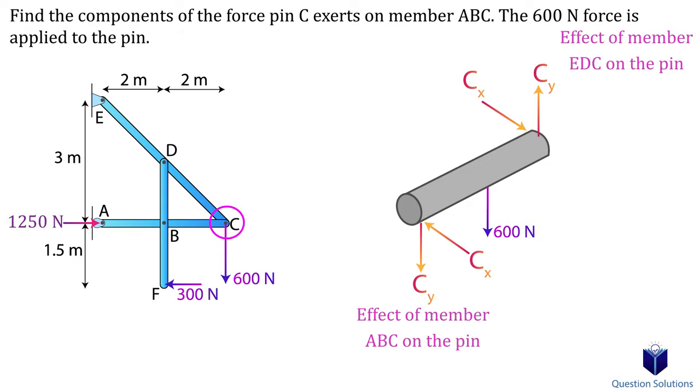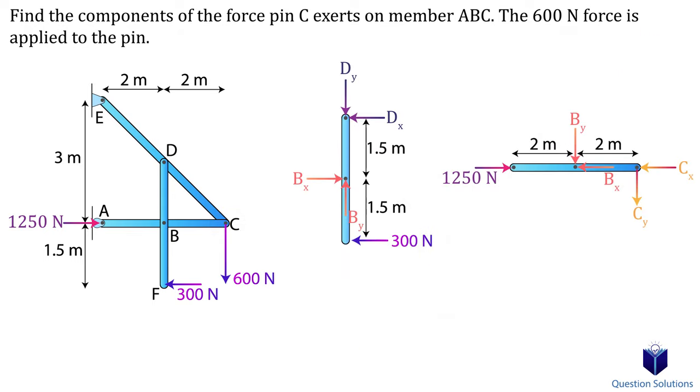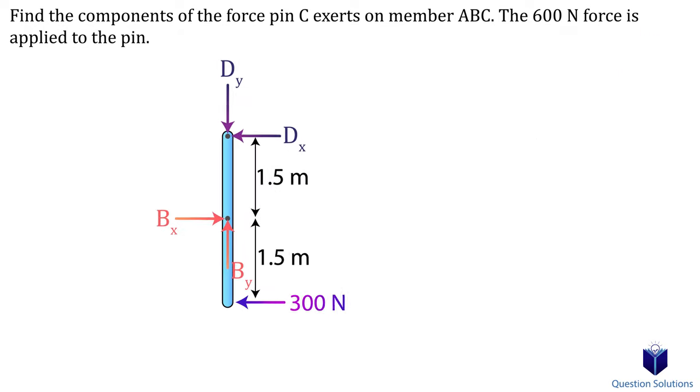When we draw each member separately, we are now considering CX and CY as external forces, and we do not include forces applied to a pin. However, note that when we thought of the whole body as a single object, then we do not care about CX or CY, since those were considered internal forces, while the 600 Newton force applied to the pin is an external force. Now let's focus on the member DBF.